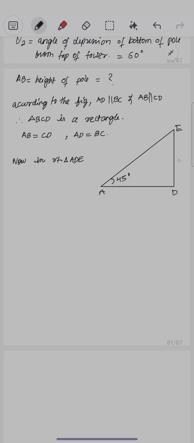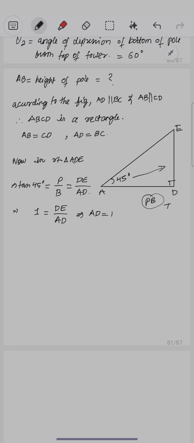ADE, DE is the perpendicular and AD is the base, so the P and B relationship: tan of 45 is perpendicular by base, which is DE by AD. What is the value of tan 45? It is 1. So 1 equals DE by AD, so AD will be equal to DE. This is equation number 1. This proof is very crucial.